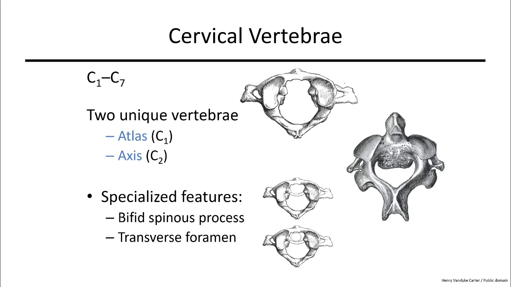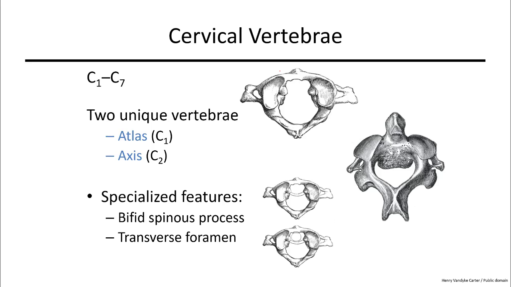The first two, C1 and C2, have unique shapes. These shapes are specific for their location and purpose. C1 has 2 cupped facets or cupped surfaces where the skull rests on these rounded surfaces. It's the occipital condyles that rest here. The cup shape facilitates the yes or nodding motion of the head. This is known as the atlas.